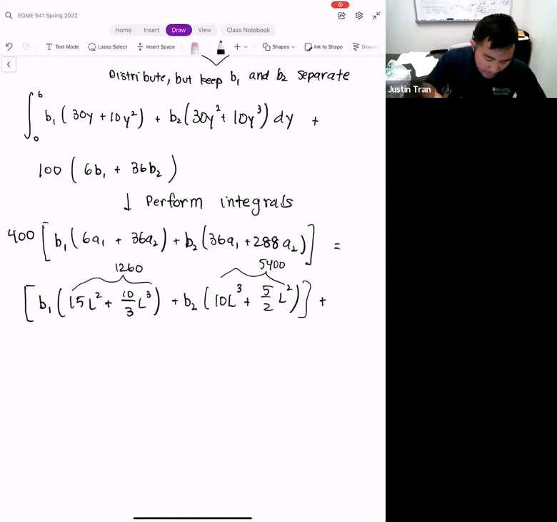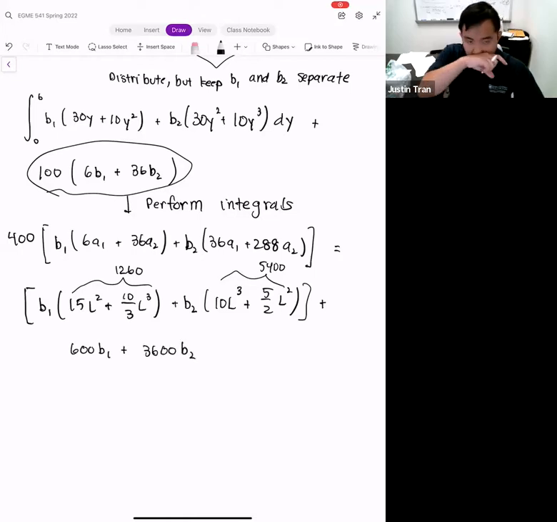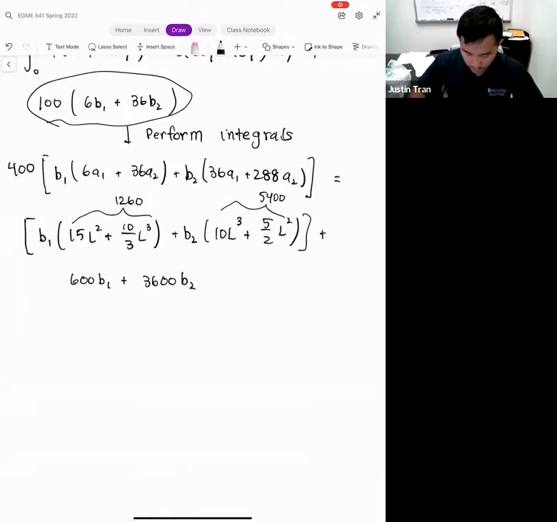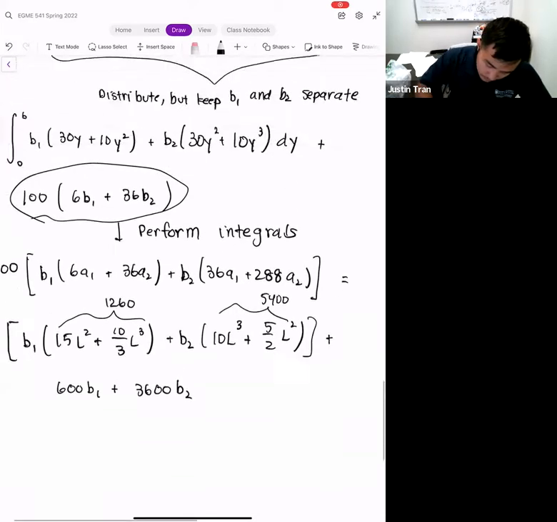Then from here, you add the remaining terms for the Neumann boundary condition, so we have a plus 600 B1 plus 3,600 B2. This is good, and we're getting very warm. The next step is that now that we have everything in terms of numbers, we can form a set of 2 equations and 2 unknowns.